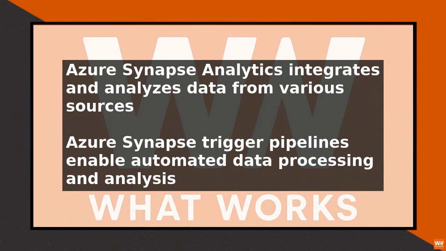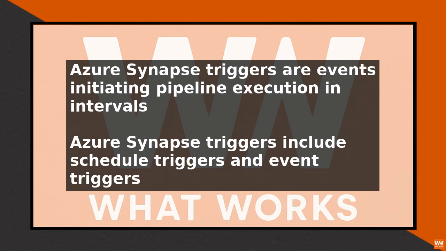Step 1. Understanding Azure Synapse triggers. Azure Synapse triggers are events that initiate the execution of a pipeline. There are two types of triggers in Azure Synapse: scheduled triggers and event triggers. Scheduled triggers allow pipelines to run at regular intervals, while event triggers run pipelines in response to specific events, such as the arrival of new data.